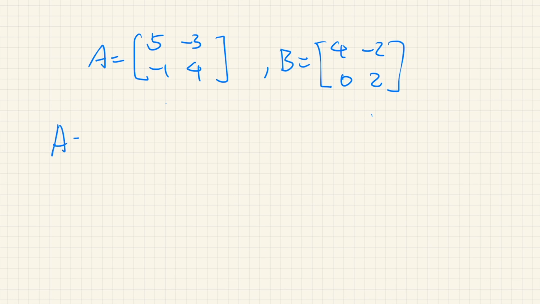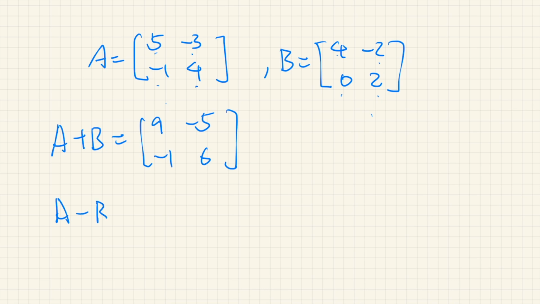Okay, so A plus B is just element-wise addition. So 5 plus 4, that's 9. -3 plus -2, that's -5. And this is -1 plus 1, that's 0, and 4 plus 2, that's 6. Easy. And A minus B: 5 minus 4 is 1, -3 minus -2 is -1, and this is -1, 4 minus 2 is 2. Easy.